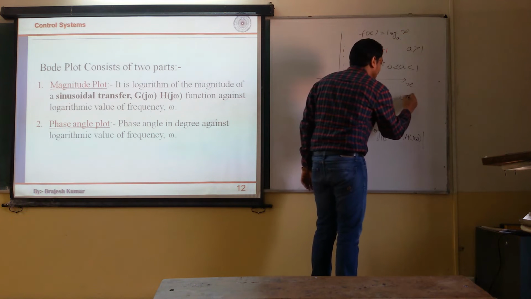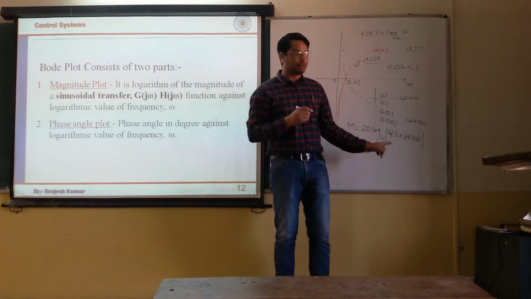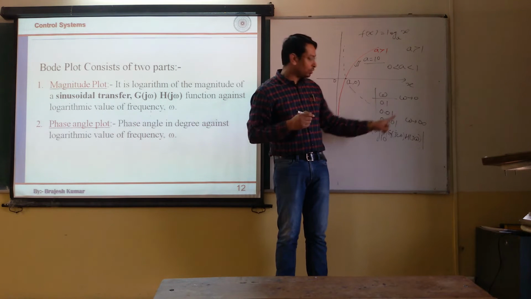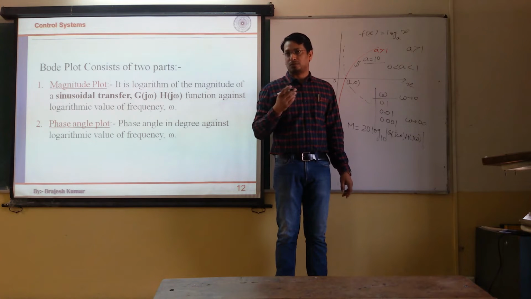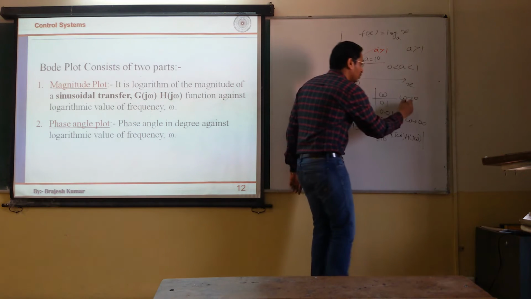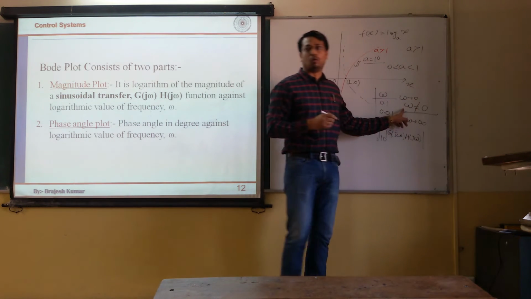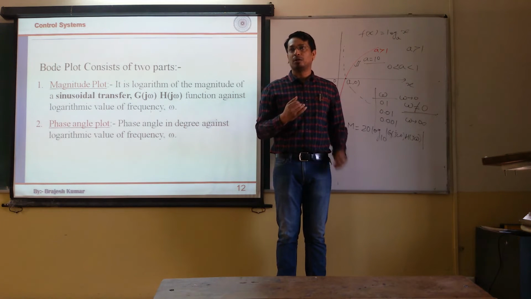This is omega tends to 0 to omega tends to infinity, but on a graph sheet you can't take omega exactly equal to 0. Why? Because when you take omega equal to 0, the corresponding point will become minus infinity. So it will be difficult to plot this particular point. So you can't take omega equal to 0. So omega should not be equal to 0. This is one of the fundamental concepts behind the Bode plot.